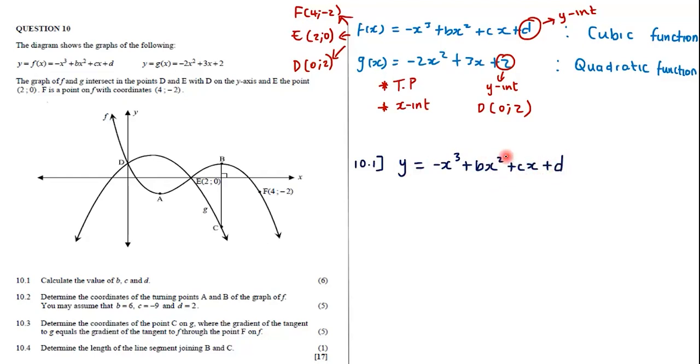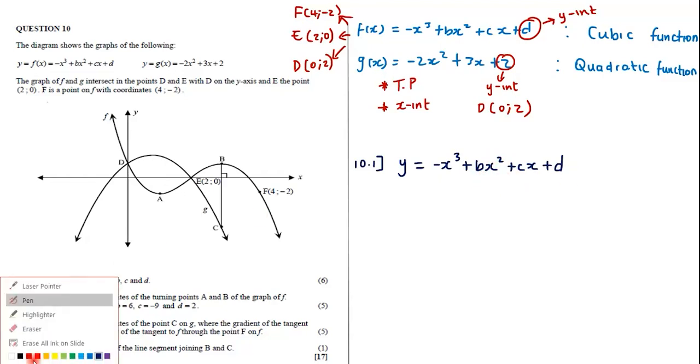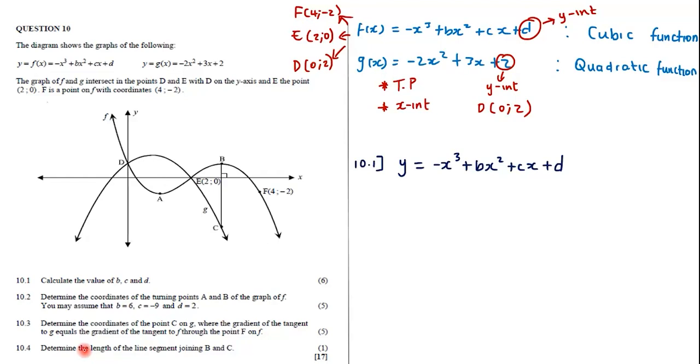Now, because we're given a cubic function here, we want to find these unknowns. So the first question that would come into your mind is, what is it that we have about the cubic function? We can see that we have 4 points. The first one, f, is (4, -2). The second one, e, is (2, 0). And another one, d, is (0, 2).